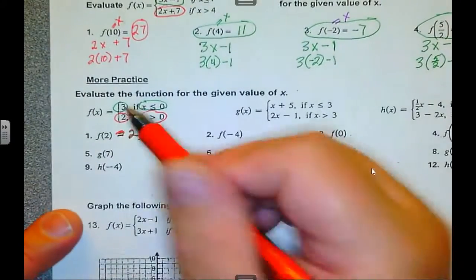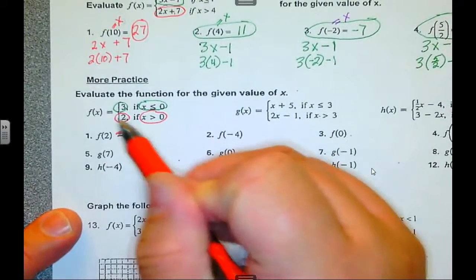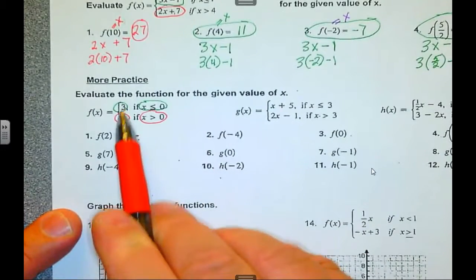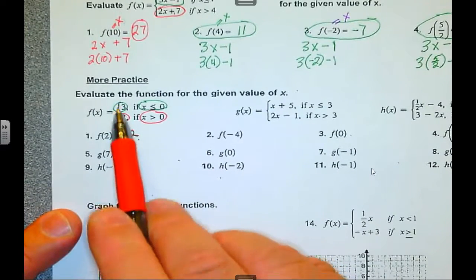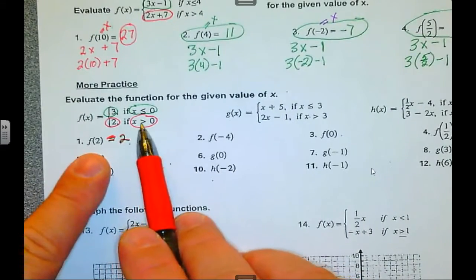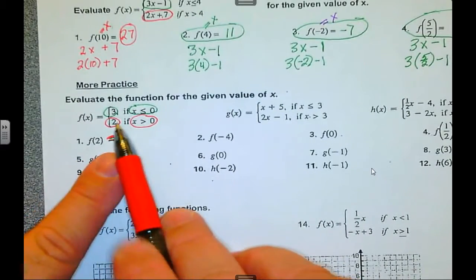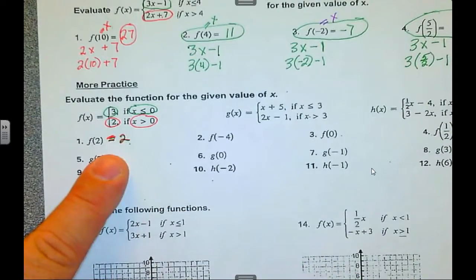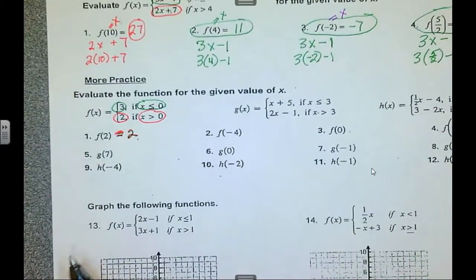How did I get 2? This is called a constant function because I don't have any algebraic expressions here. They're just constants. So if x is greater than 0, my y is going to be 2. Period. So you don't take the f of 2 times 2? Nope, I don't do anything.